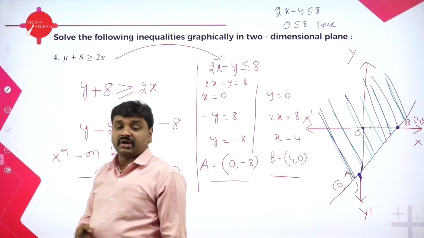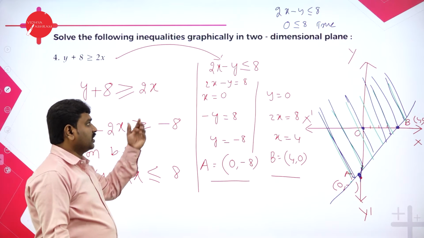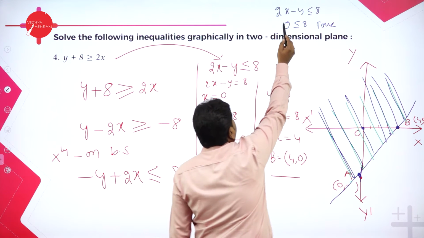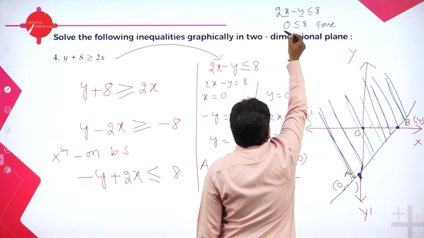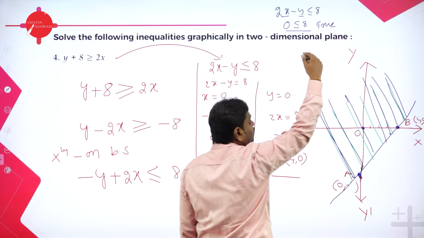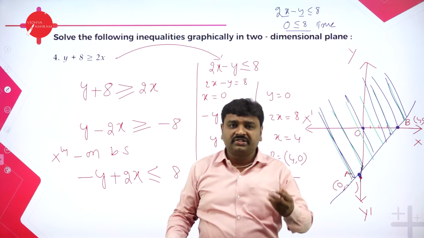Next, see here you can observe the coefficient of y became negative. Whether it is negative or positive, the simple logic is in the place of x and y put 0, 0. You will get a statement. If that is true, go towards the origin. If it is false, go away from the origin. That's it.